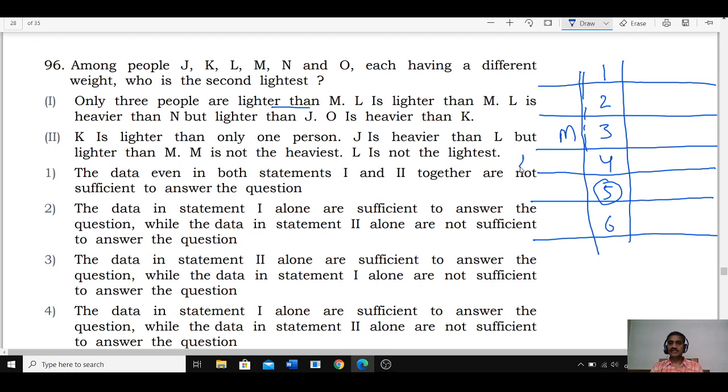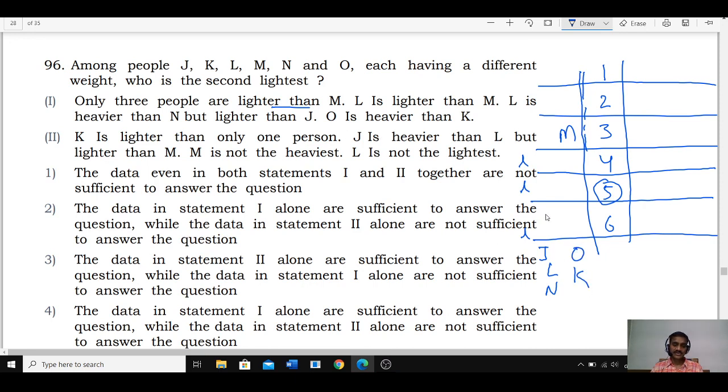L is lighter than M, so L can come in any of these 3 places. L is heavier than N. L is lighter than M and L is heavier than N. L is heavier than N but lighter than J. O is heavier than K.